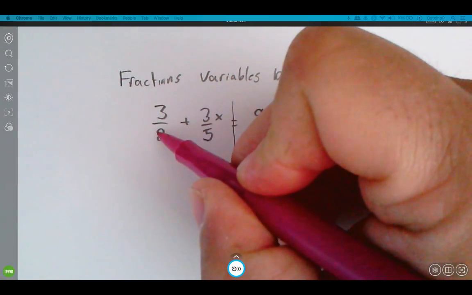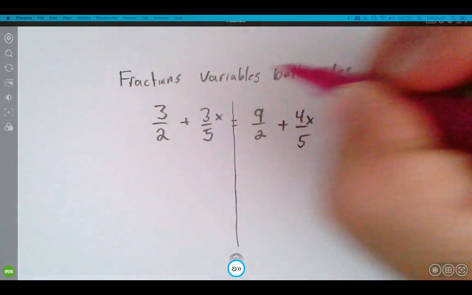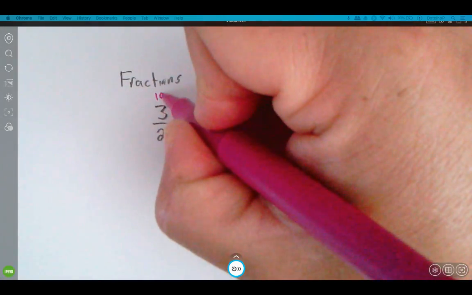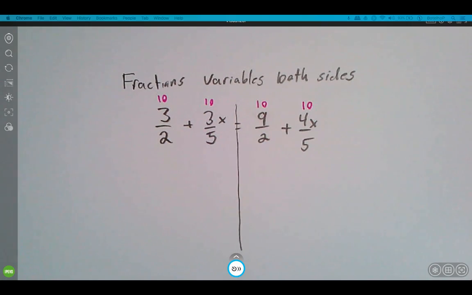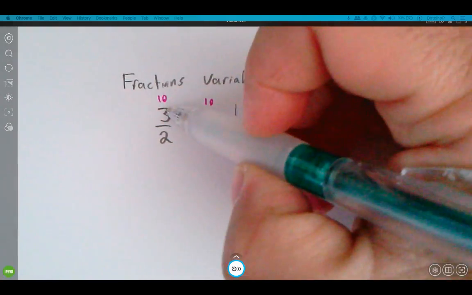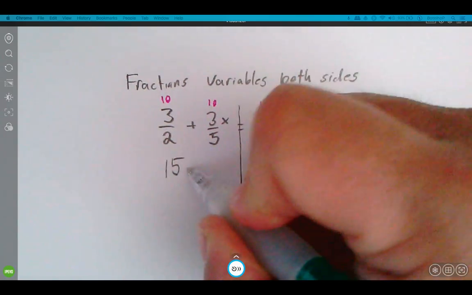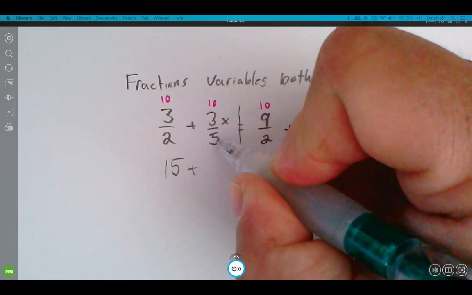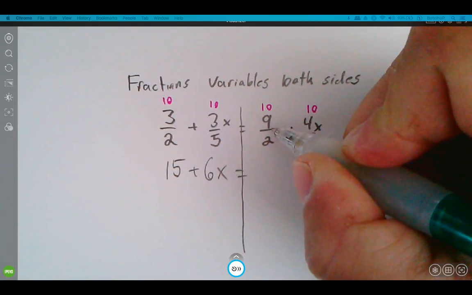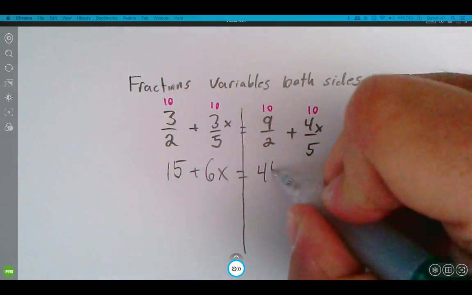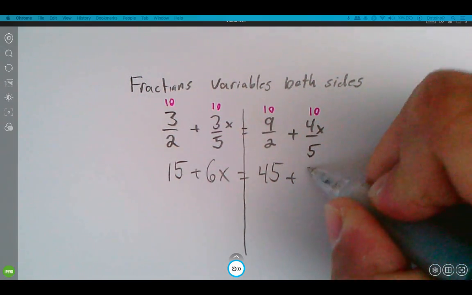So the least common denominator here between halves and fifths is 10. So I'm going to multiply each fraction. Remember, we used to put these little 10s at the top like this, and some people would cross simplify. Some people would just do this times this divided by that. So 10 times 3 is 30 divided by 2. This clears to be 15 plus 10 times 3 is 30 divided by 5 is 6x equals 10 times 9 is 90 divided by 2 is 45 plus 10 times 4 is 40 divided by 5 is 8x.